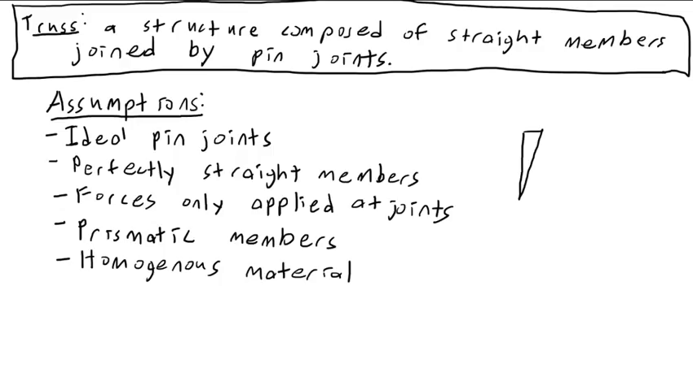But this thing here, when I'm talking about the model, there's a reason I box this one. A structure composed of straight members joined by pin joints. There's something very special about that, which I want to get at. So, let's look at this. Let's look at this here. So, consider this. Idealized truss member.